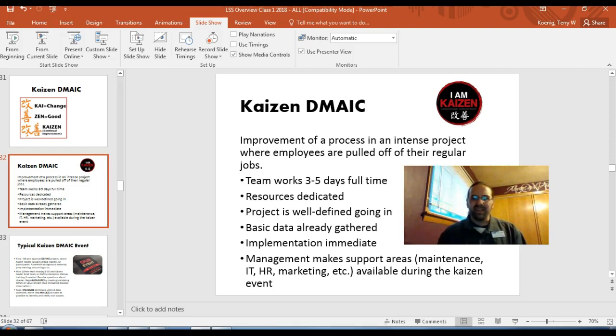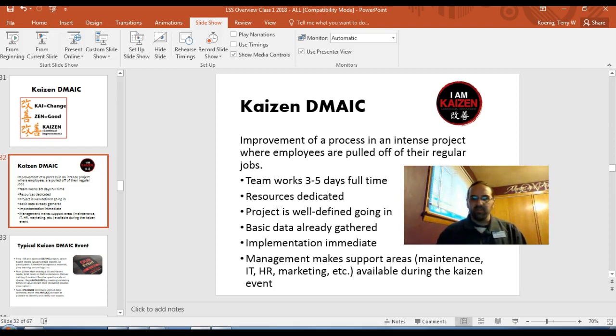Product is well defined going in. They know what the goal is. The basic data is already gathered. And the implementation is going to be immediate. The end of your 3 to 5 days, implemented.